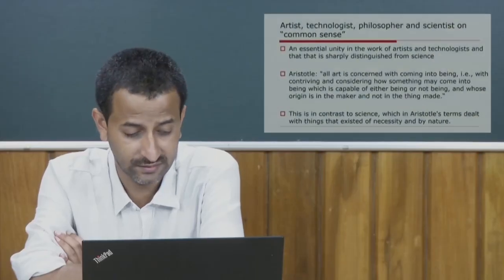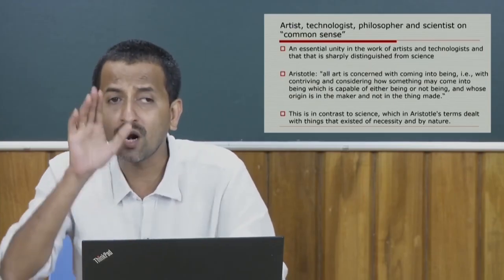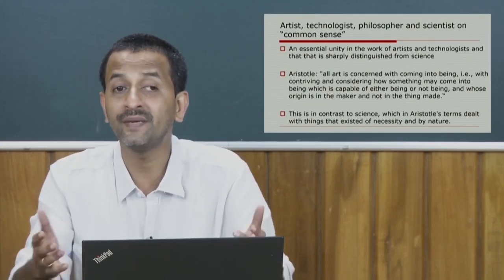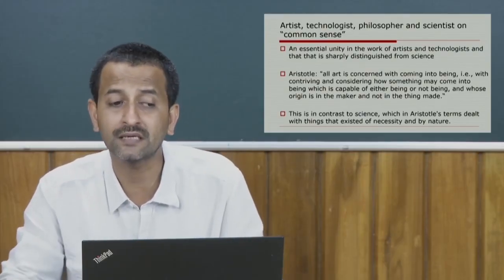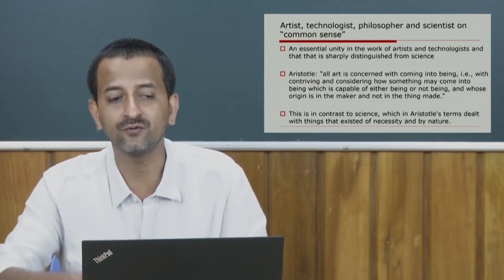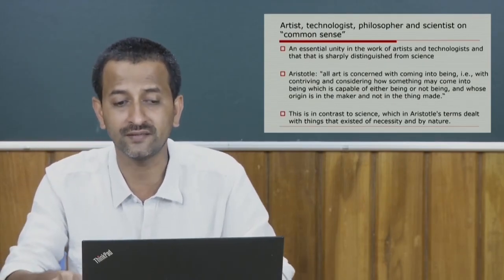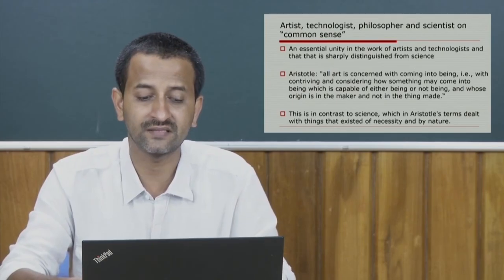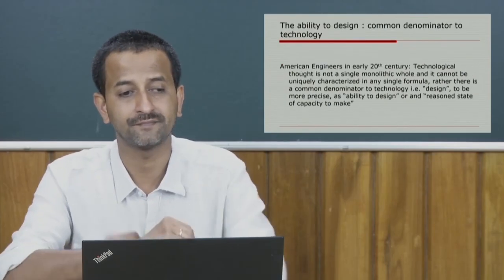Okay? This is in contrast to science. It is important that all art, according to Aristotle, is concerned with coming into being, with contriving and considering how something may come into being which is capable of either being or not being and whose origin is in the maker and not in the thing made. And this is in contrast to science, which in Aristotle's terms dealt with things that existed of necessity and by nature.